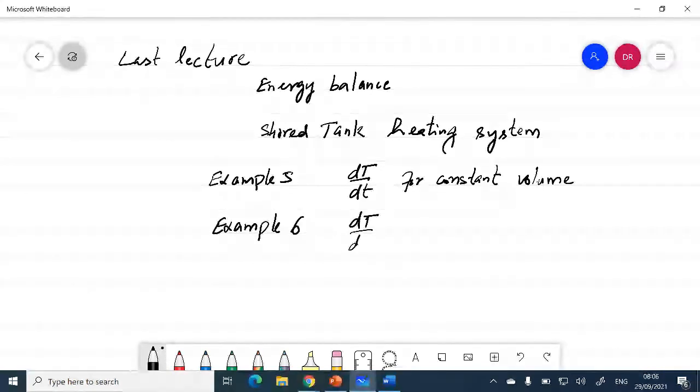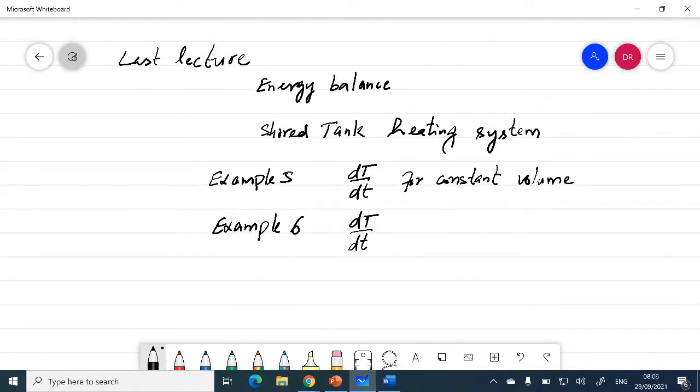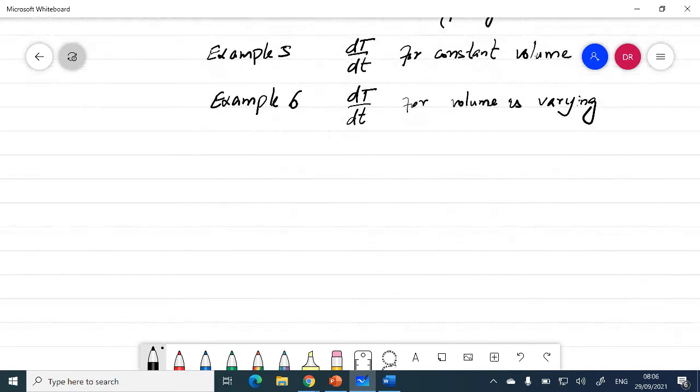Here we also derived a dynamic model for temperature, that is, how temperature changes as a function of time, but for variable volume, where the volume is varying. So we derived these two dynamic models in the last lecture, and in today's lecture we will solve another example, that is example 7.